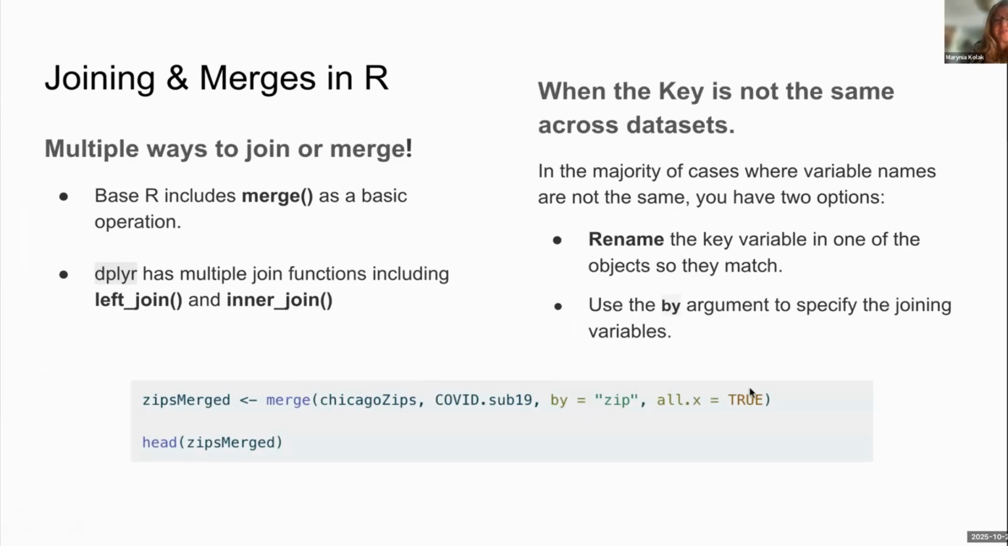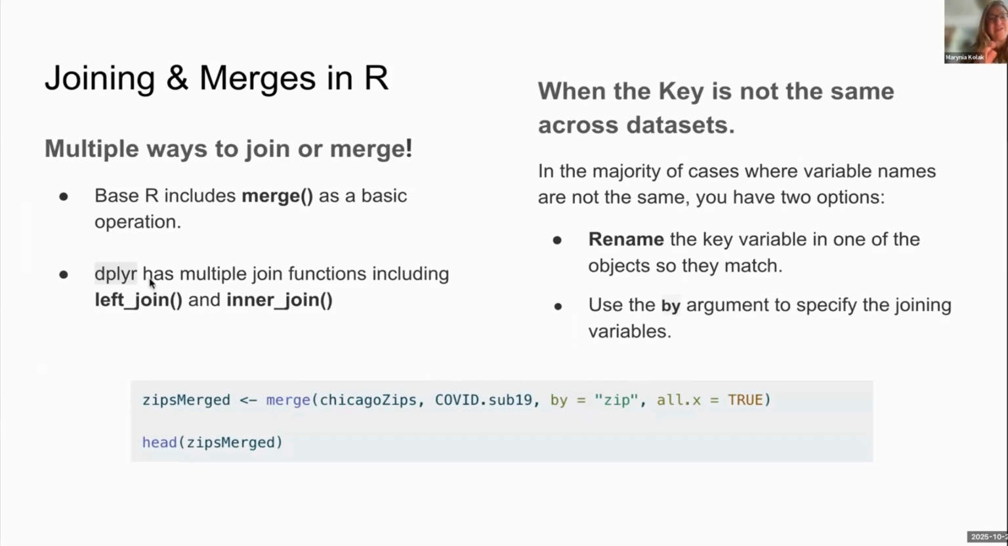We're going to do what's called a left join with merge, where we're keeping, so, think of those two circles that are overlapping each other. We've got Chicago zips. We want to keep all of our zip codes and just join the data that matches from our COVID data set.